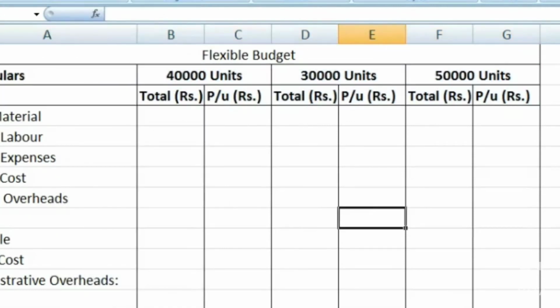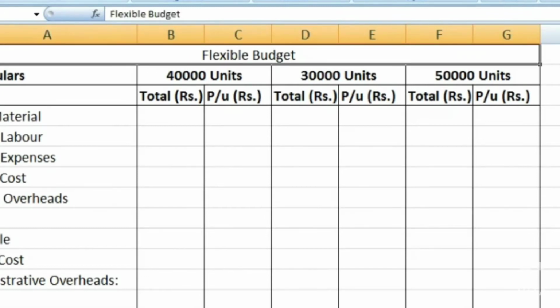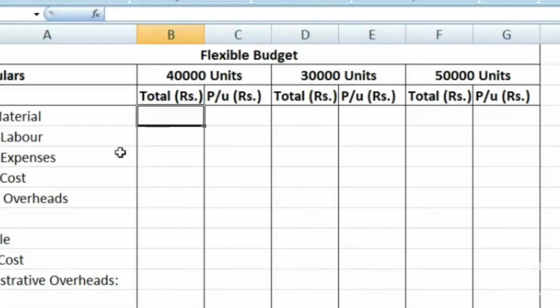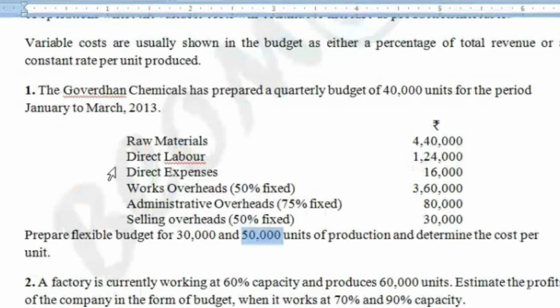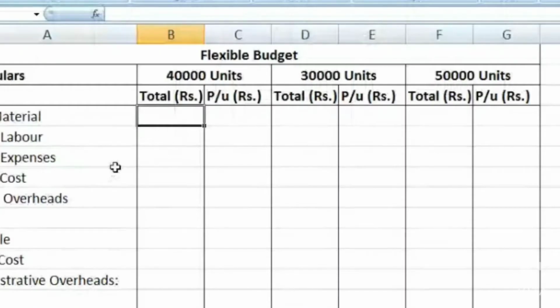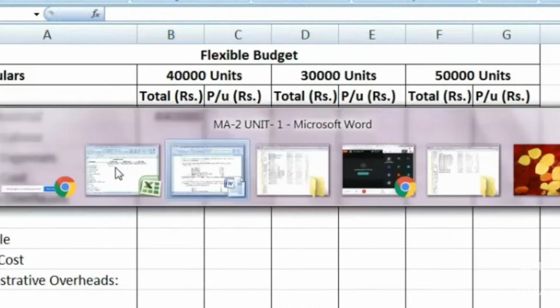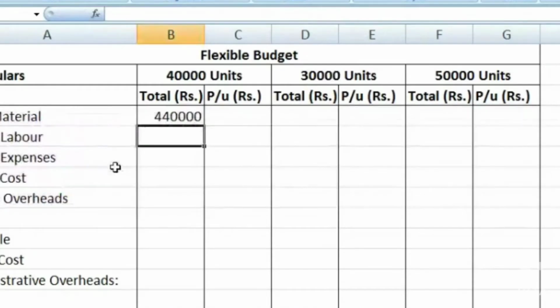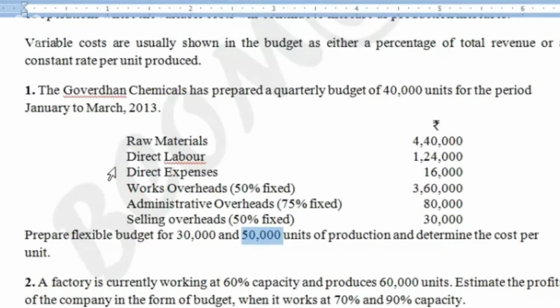So this is your structure, right? I think it is understood. Now, how to put the figures? Let's see. Direct material, raw material. So raw material is 4,40,000, correct? Then direct labor is 1,24,000. Direct expenses is 16,000.